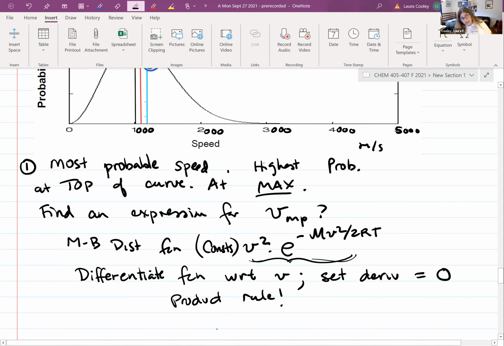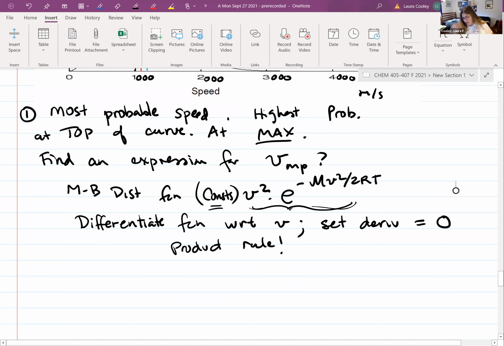And then you would set that equal to 0, and it doesn't matter what these constants are, because the constants would cancel out. You divide both sides by constants. 0 divided by constants is still 0. And then you would solve for V, and this would give you the extreme points.